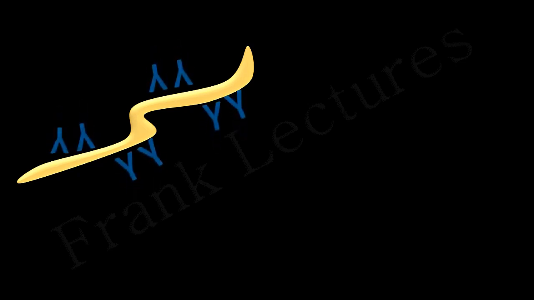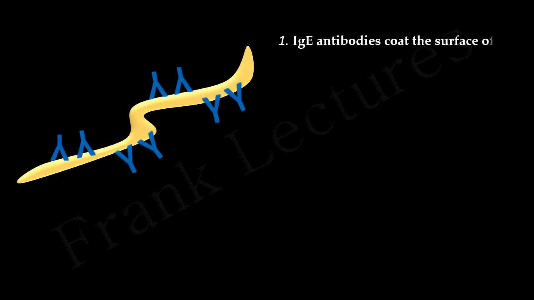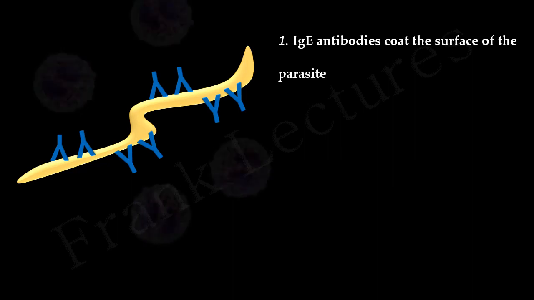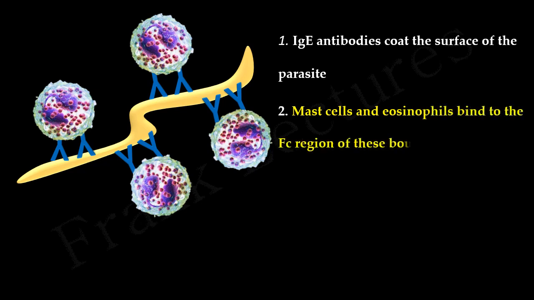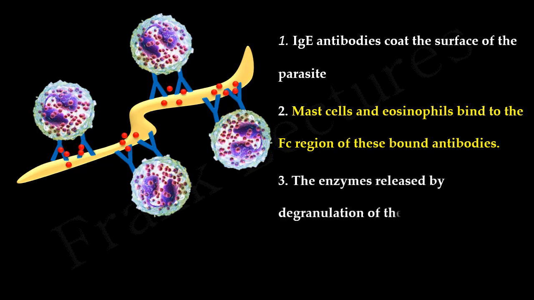The IgE antibodies bind to the surface of parasites, or in other words they coat the parasite surface. Mast cells and eosinophils have receptors for the Fc region of these antibodies. So, they bind to the Fc region of the antibodies bound to the surface of the parasite. These parasites are killed by granule enzymes secreted by mast cells and eosinophils. The role of mucus secreted is to promote expulsion of parasites from the gut.